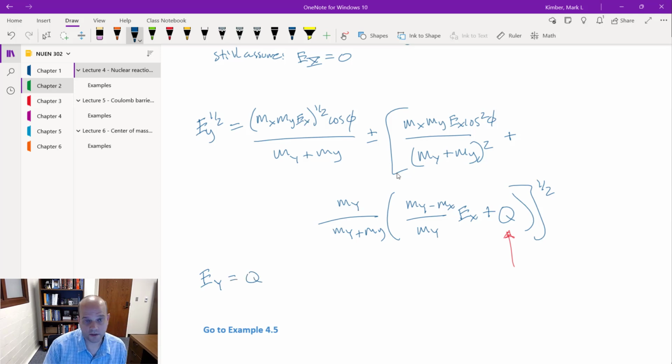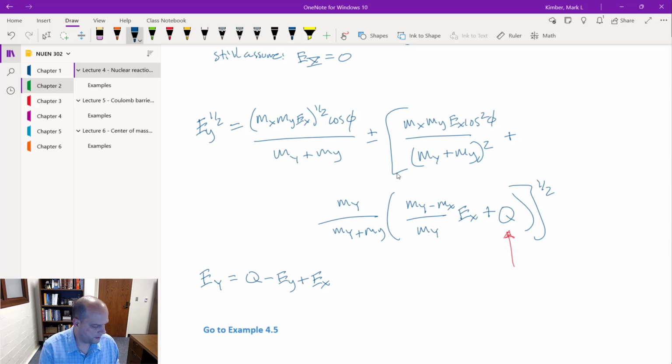I just use my expression for Q. After I know the kinetic energy of the smaller of the two, then I can use that along with other things that I know in order to find the kinetic energy of the larger particle.